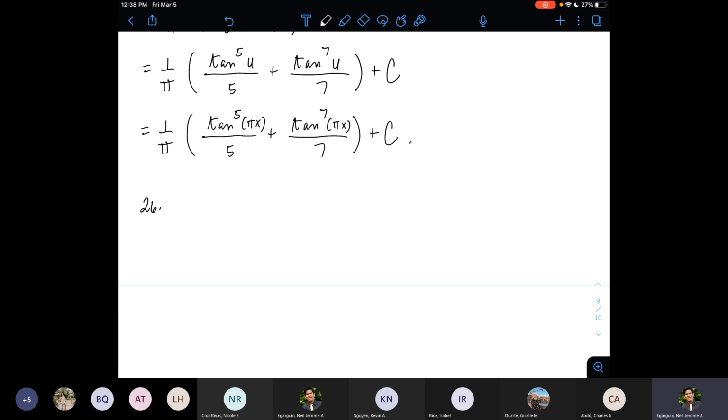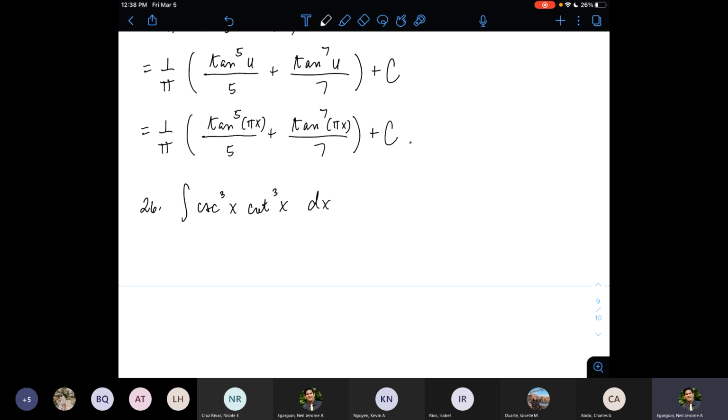So let's try problem 26. So you have cosecant cubed of x cotangent cubed x dx. For this particular problem, the power of cotangent is odd, and the exponent for cosecant is greater than or equal to 2. So we're good. We can apply the guideline suggested in the second asterisk.